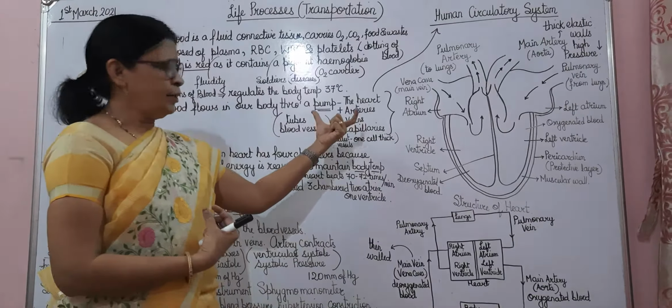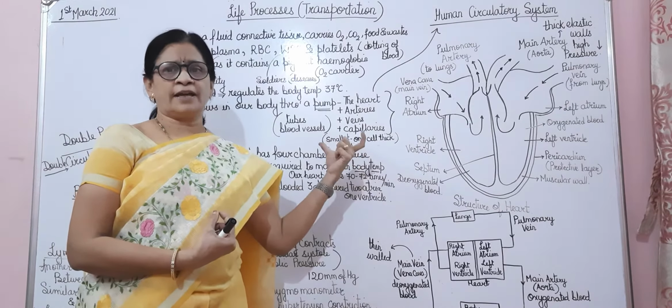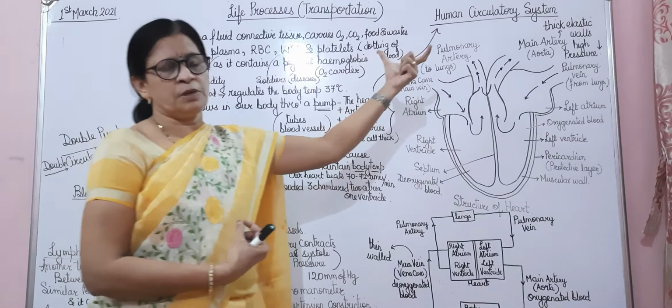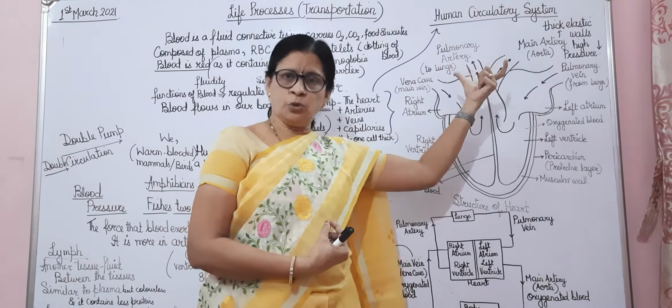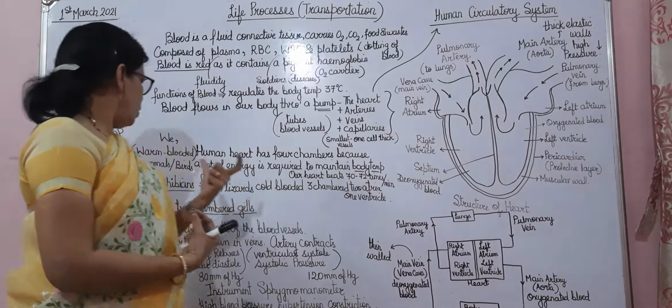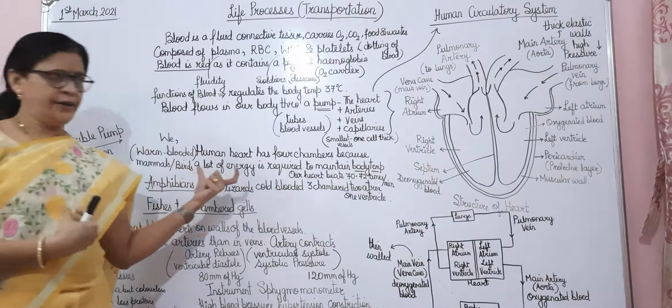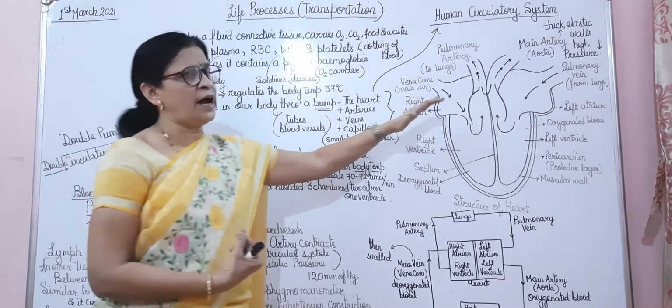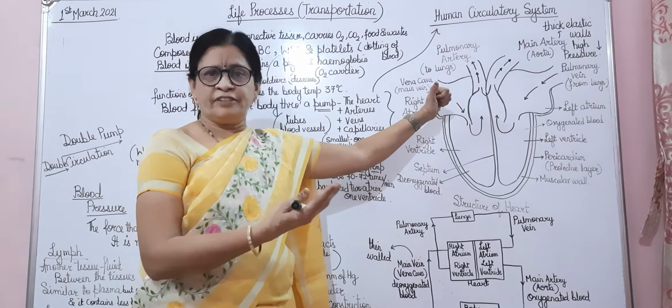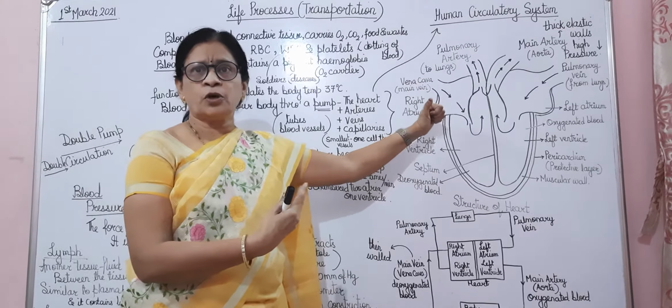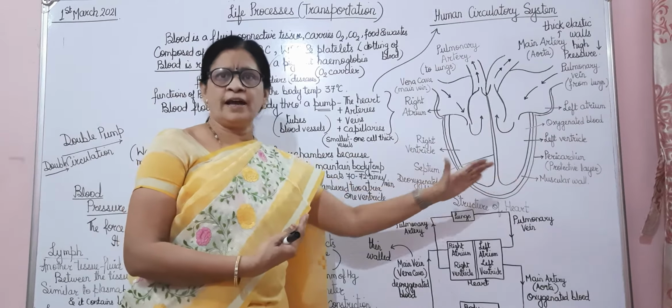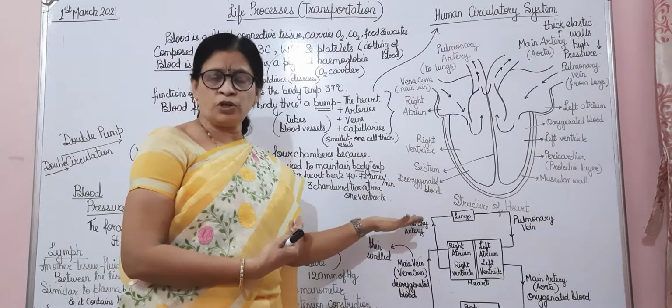So the heart together with the arteries, the veins, and the capillaries, this system is known as the human circulatory system. Okay. Now our heart is four-chambered. It has got two atriums, the left atrium and the right atrium, and it has got two ventricles, the left ventricle and the right ventricle. So the heart is four-chambered.